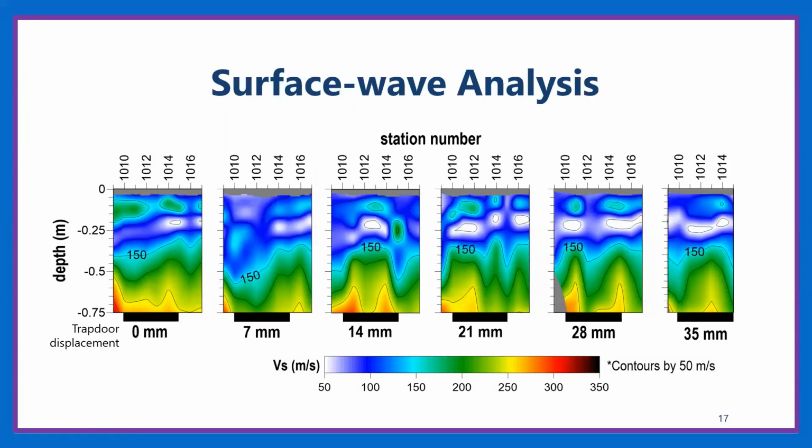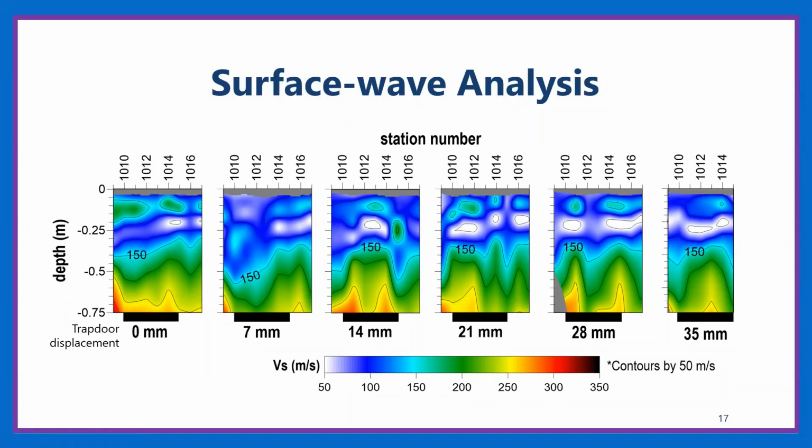And then here are the results of the sandbox test. So what I did was I descended that trapdoor vertically downwards in 1 millimeter increments, actually. And every 1 millimeter, I took a picture of the sandbox, and every 7 millimeters, I did a surface wave survey.